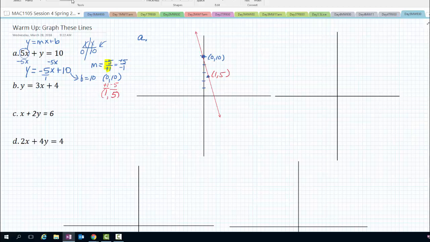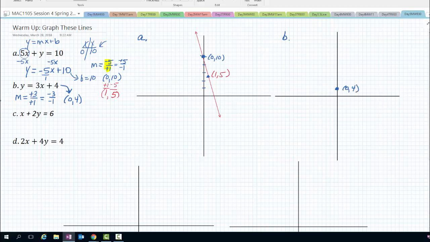All right, part B. So for part B, we already have slope-intercept form, so that's nice. We know our slope is 3. So we can think of that as positive 3 over positive 1, or even negative 3 over negative 1, because if you divide a negative by a negative, you get a positive. So it just depends on which direction we want to go from our starting point. Our starting point being the point 0, 4. All right, so I'm going to plot 0, 4 right here.